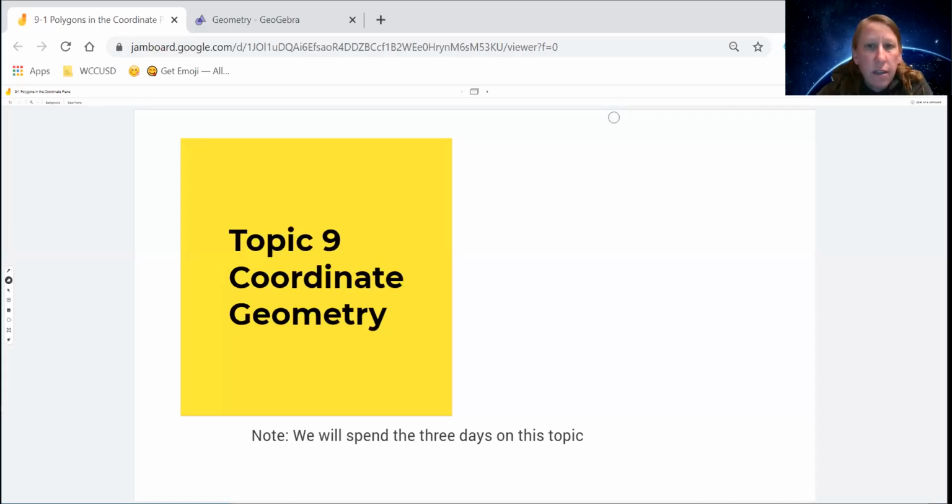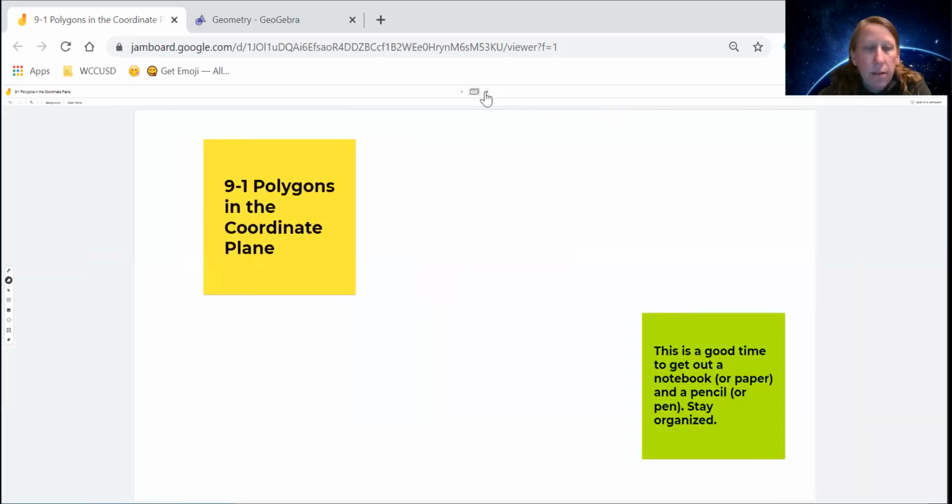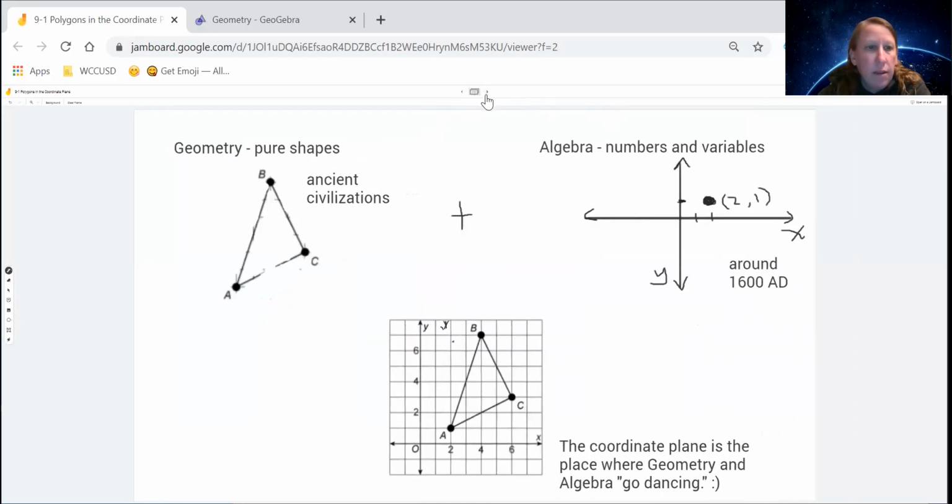Hello, students. We're starting a new topic, coordinate geometry. So the first section is about polygons in the coordinate plane. So what does that mean?